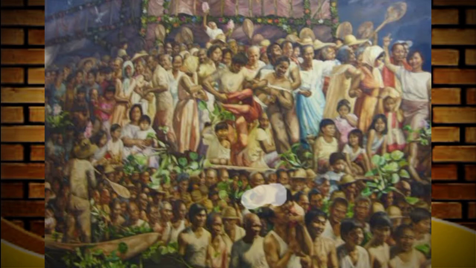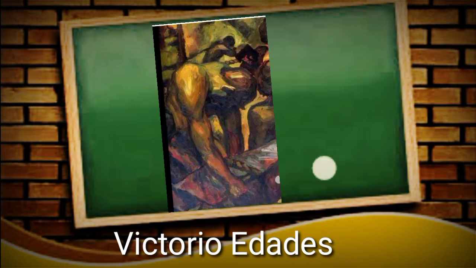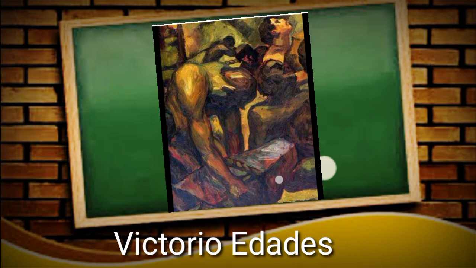Number 6 is Victorio Edades. He was the leader of the Thirteen Moderns. He is considered the father of modern art in the Philippines, and some of his works are The Sketch and The Builders. The Builders is a painting which shows men working in a quarry. This particular artwork is noted for Edades' distortion of figures and ignoring linear perspective.